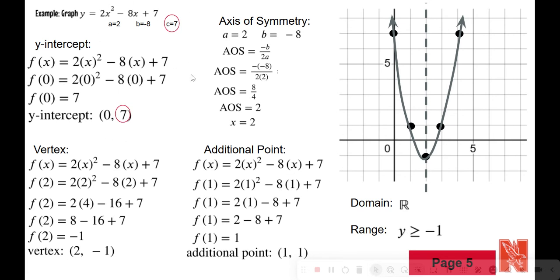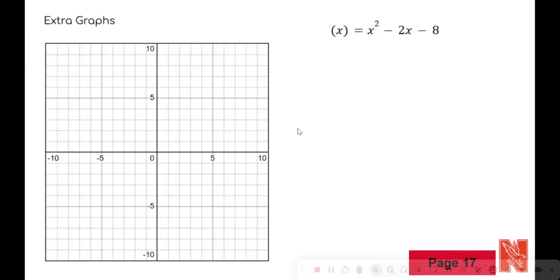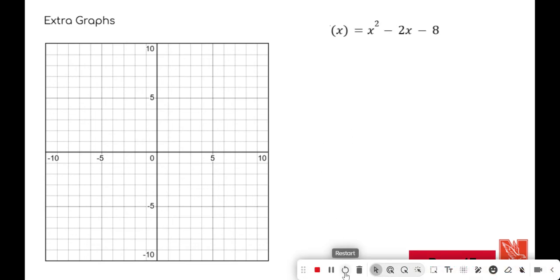So there's a lot of stuff here, but keep in mind, if you know what points you're looking for, it'll drive you in your calculations. The last thing you should do is practice another one. Go to the extra graph section and practice on x squared minus 2x minus 8. Use your notes to help you. But again, rewind this video if you need to.